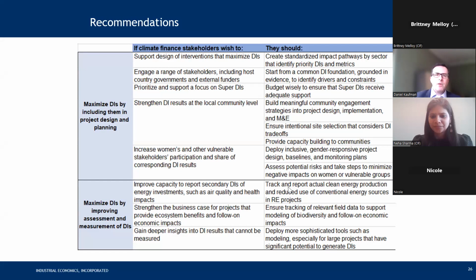So just to take one example, if the goal is to maximize development impacts by including them in project design and planning, then climate finance stakeholders should support the design of interventions that maximize development impacts. And one way to do this is through creating standardized impact pathways by sector that identify priority development impacts and metrics. To take one more example from the bottom of this slide, if stakeholders wish to maximize development impacts by improving the assessment and measurement of DIs, and to gain deeper insight into development impacts results that are difficult to measure or can't be measured, they could deploy more sophisticated tools such as modeling, especially for large projects that have the significant potential to generate development impacts.